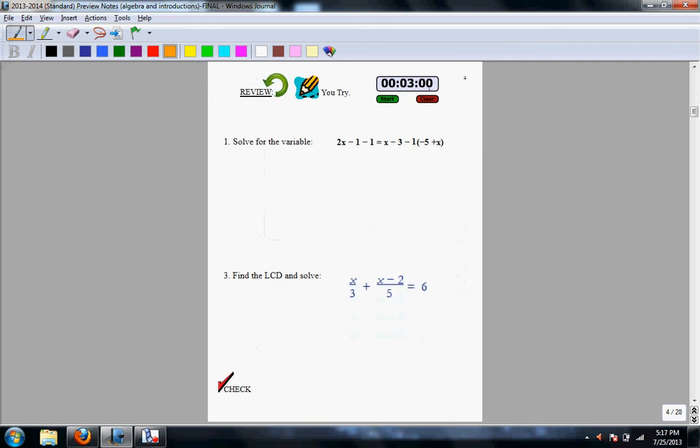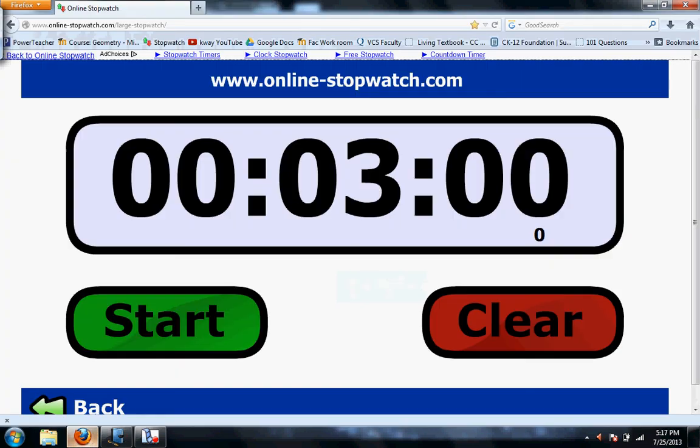Take a look at this page. This is review. I'm going to set the timer for 3 minutes. In 3 minutes, I'd like you to do the absolute best that you can to solve for x. If you finish in under 3 minutes, go ahead and fast forward the video until you see the 3 minutes expire, and then I will go over the solutions with you. But do the best you can on your own. 3 minutes starts now.